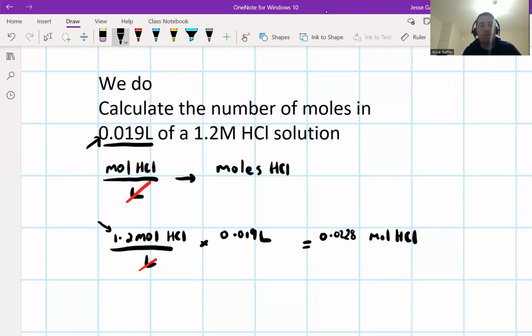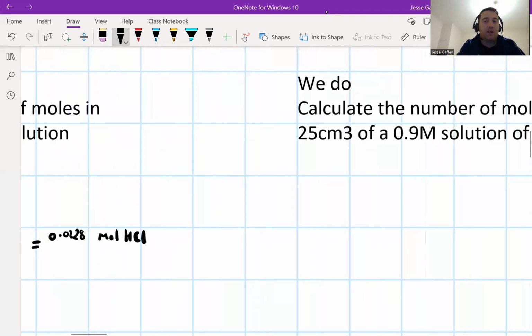Mole of HCl. So yeah, that is a lot less than that number over there, and that makes sense because we did not use a full liter. Okay, so if we used a full liter, we would have used 1.2 moles, but we used only 0.019 liters. So it should make sense that that number is getting smaller. Again, these are the things you want to think about because they give you a better idea if you got them right.